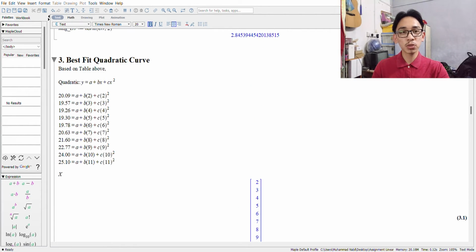Next, we look at the best fit quadratic curve. We use the same steps as the linear, but using a different function model, which is y equals ax squared plus bx plus c.